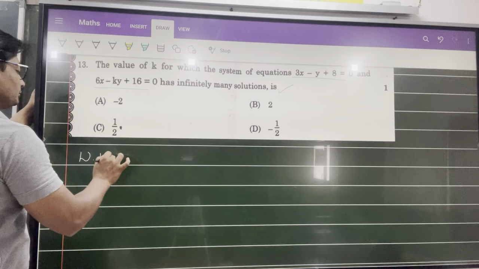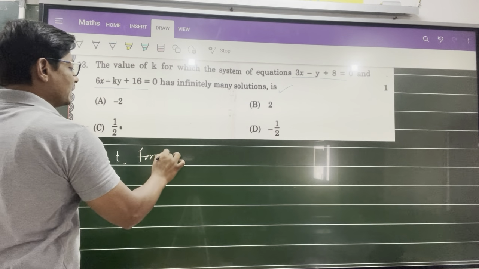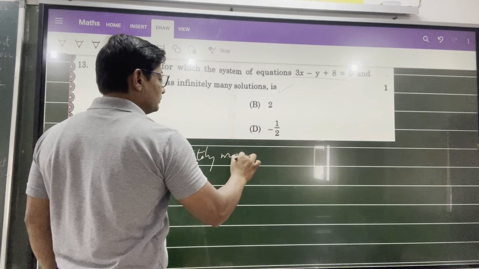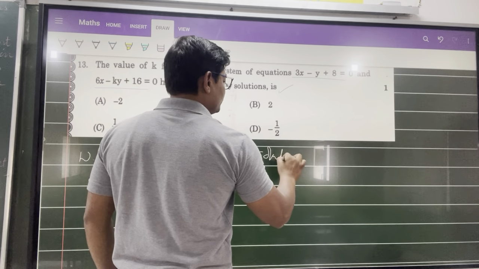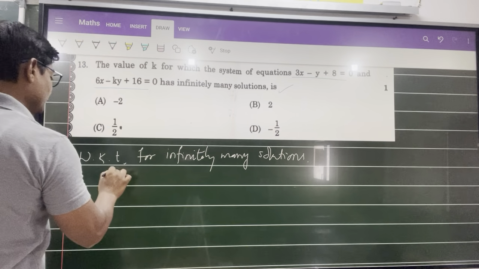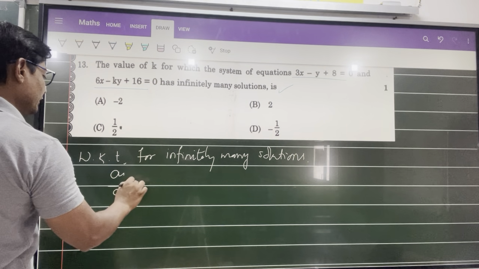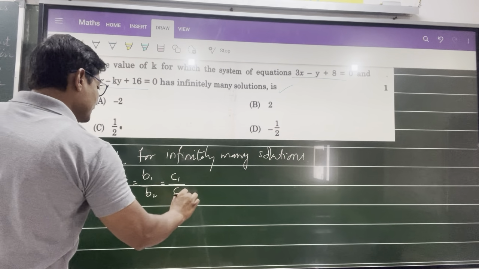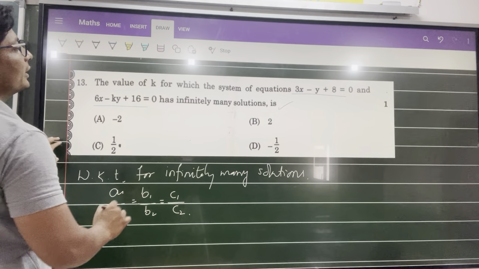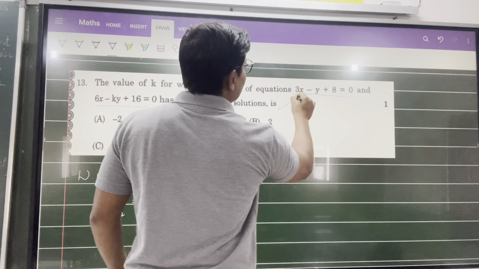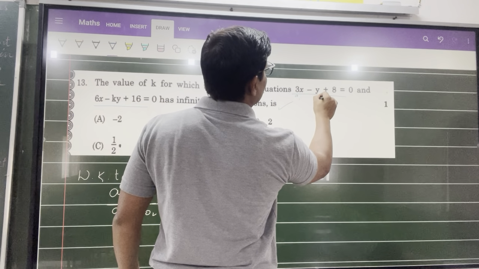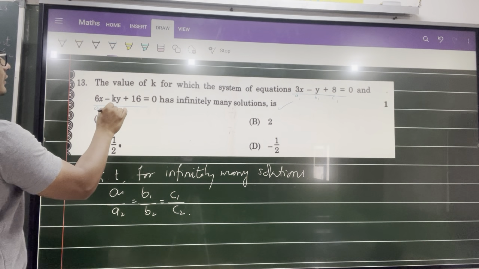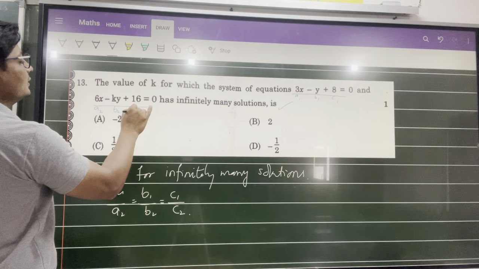for infinitely many solutions, the ratios of the corresponding coefficients a1 by a2 equal to b1 by b2 equal to c1 by c2. Here you just need to identify a1, a2, b1, b2. Here 3 is a1, minus 1 is b1 and 8 is c1. Here 6 is a2, minus k is b2 and 16 is c2.